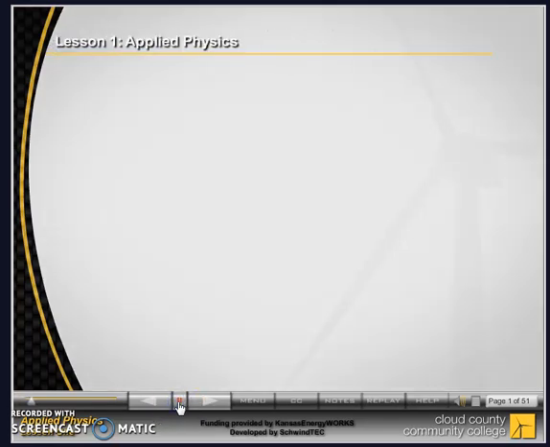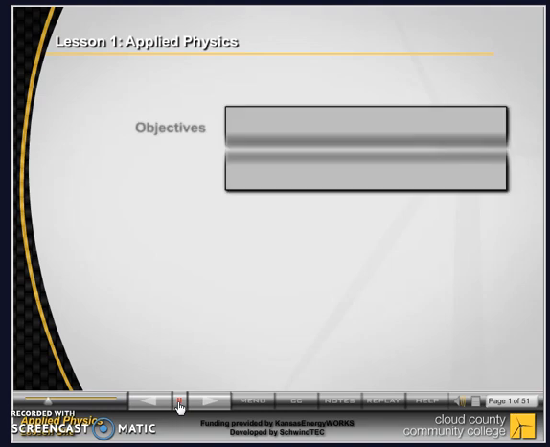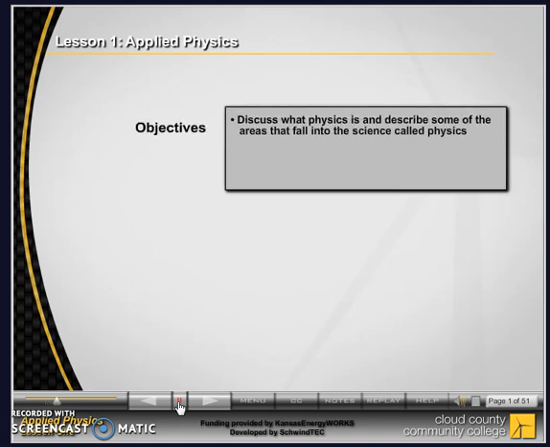Welcome to Lesson 1 of Applied Physics. In this lesson, you will cover the following objectives. Discuss what physics is and describe some of the areas that fall into the science called physics.